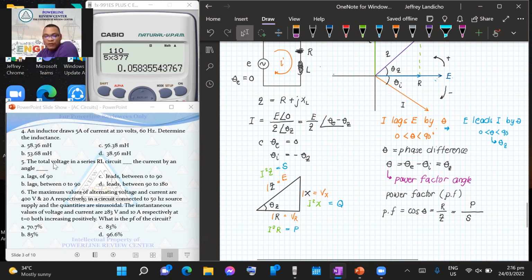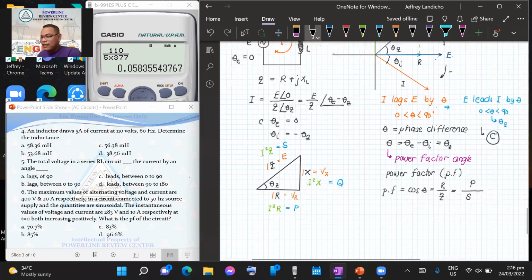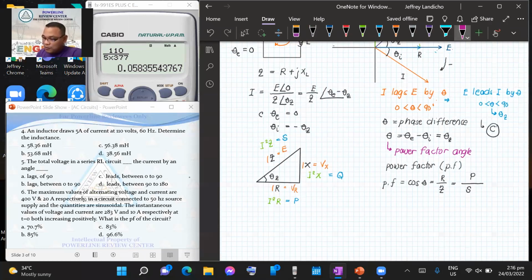So kung nauna si voltage, total voltage should what? Leads the current by how many? Angle between 0 to 90. So leads between 0 to 90. Yun lang hinahanap ng ating problem. Ano letter ito? This should be the answer. Okay? Nakuha ba? So that is the behavior kapag RL circuit. So ngayon, for RC, ano?